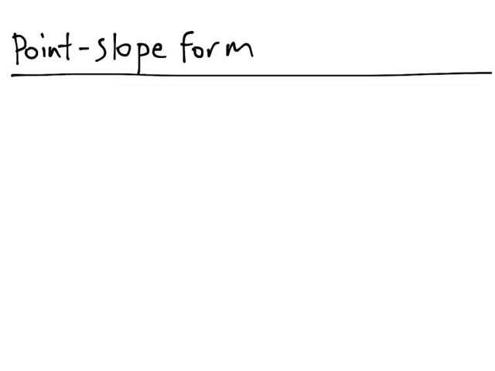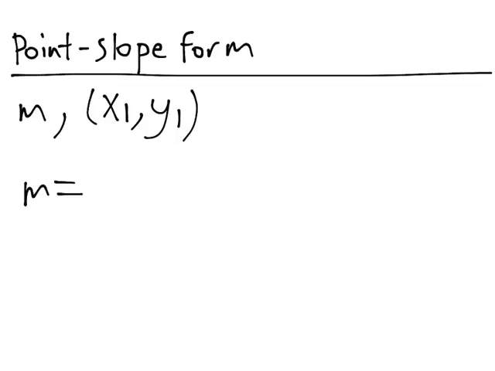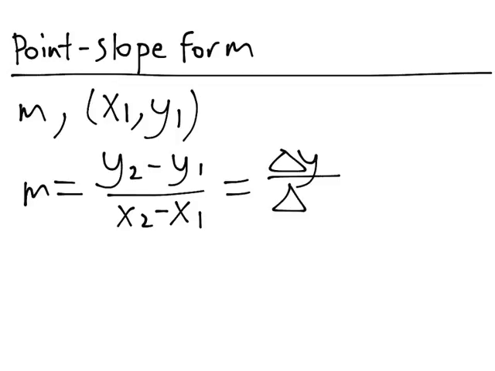The next form we're going to talk about is point-slope form. Suppose that we know in advance what the slope is, and we also have a point x1, y1 that's on our line. And now we want to write an equation to represent this entire line, given these three pieces of information, m, x1, and y1. So we know that the equation for the slope is m is equal to y2 minus y1 over x2 minus x1, if x1, y1, and x2, y2 are 2 points on this line. This is the same as saying delta y over delta x.